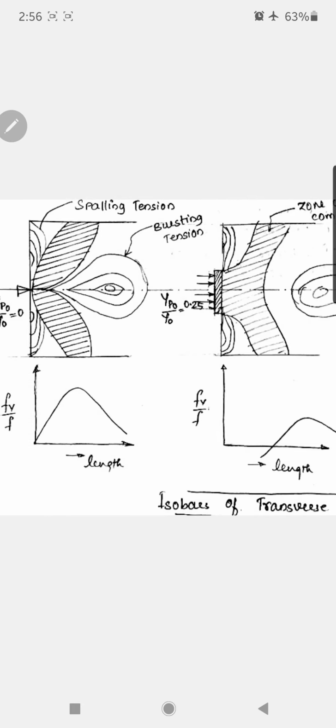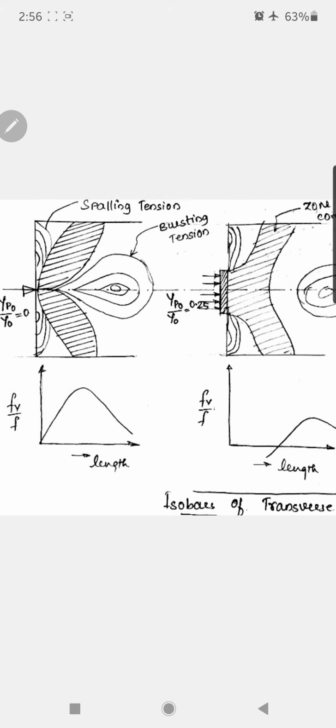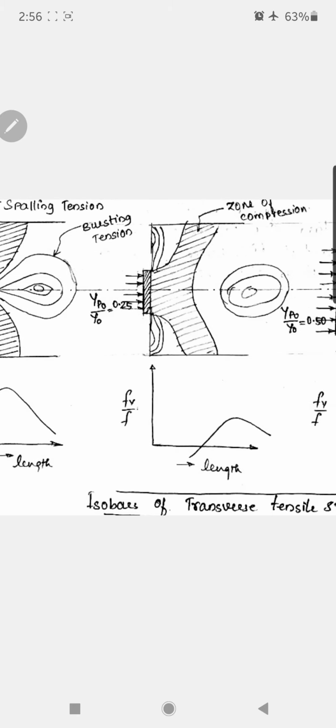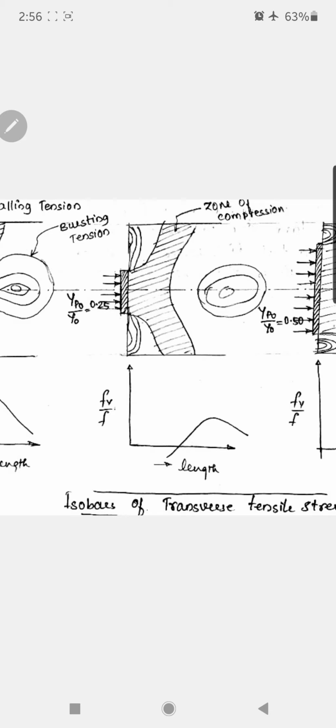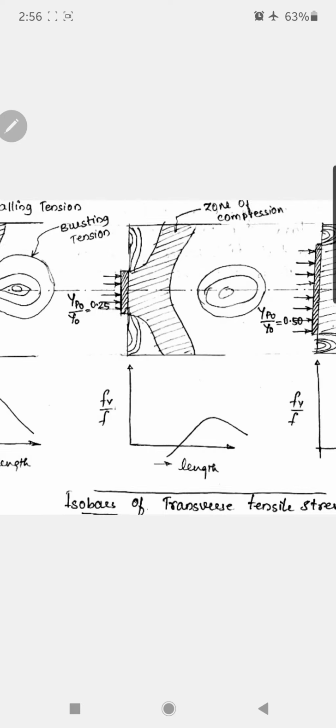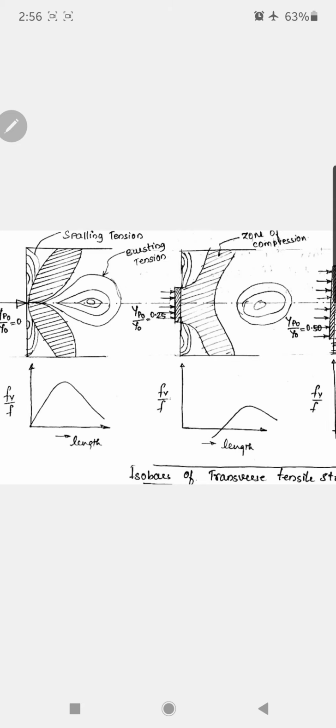If you have the distribution as yp0 by y0 equal to 0.25, that is, some height of the anchor plate whose ratio is 0.25, then this is the distribution diagram. So if you compare, the compressive stress distribution will be more and the tension stresses will get reduced.